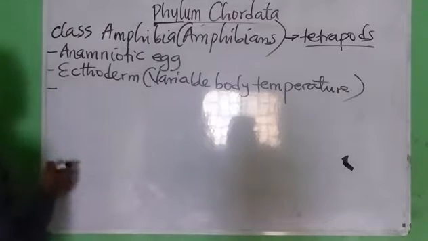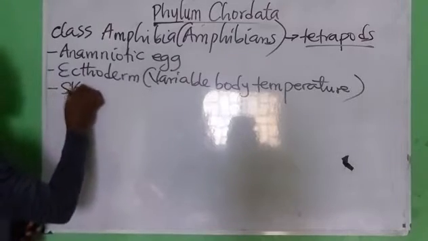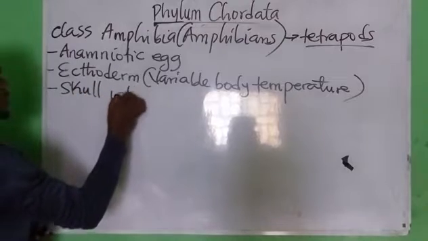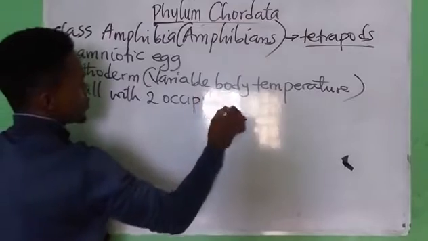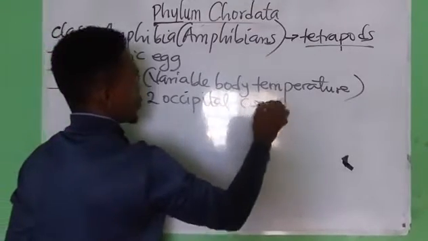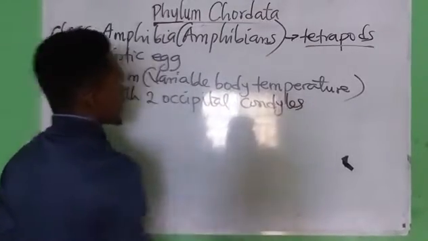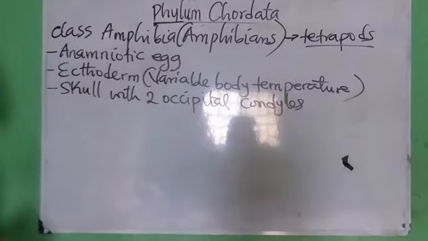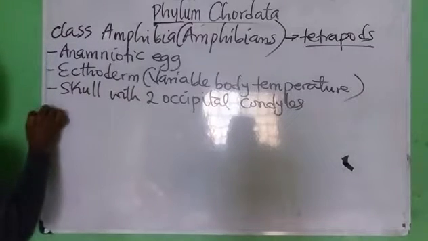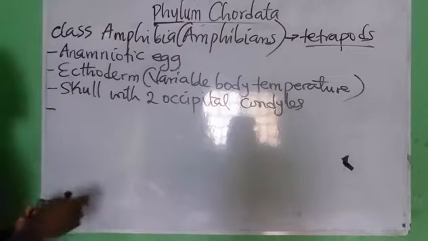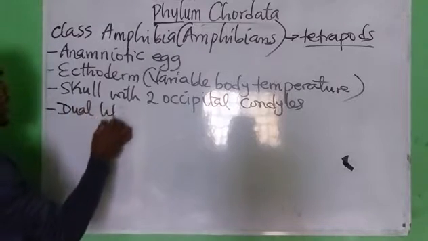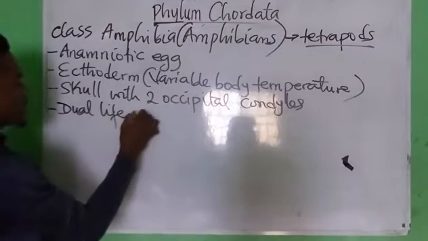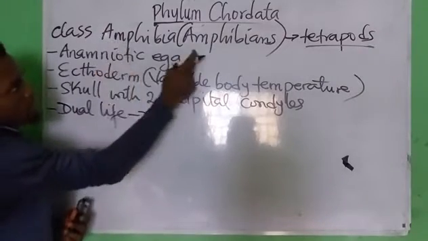And these organisms have a skull with two occipital condyles. Another feature of the amphibians is that they have a dual life. That's why the word amphibians.